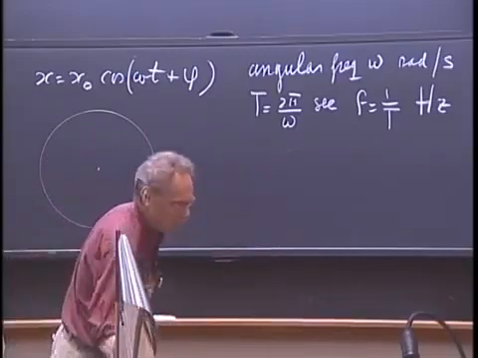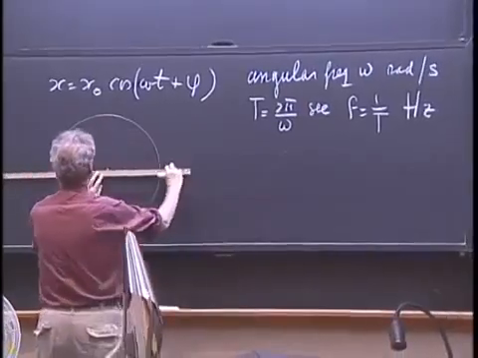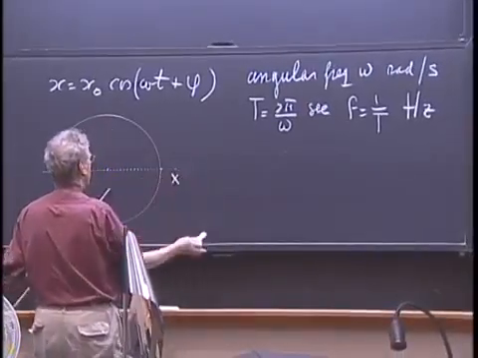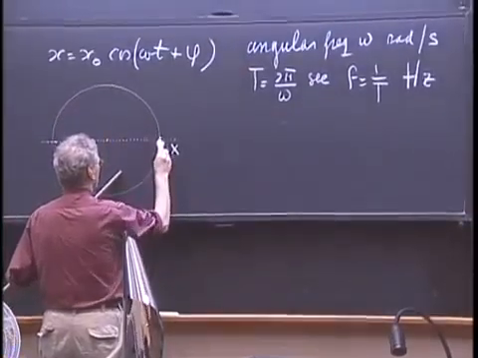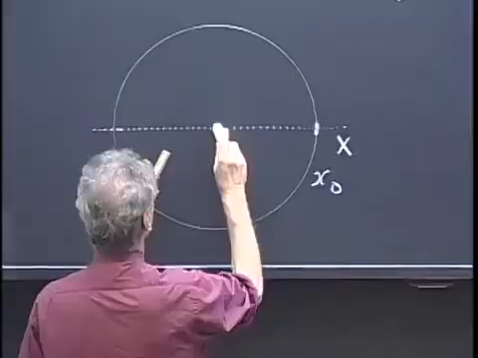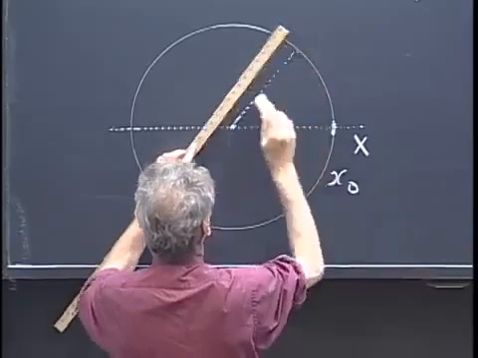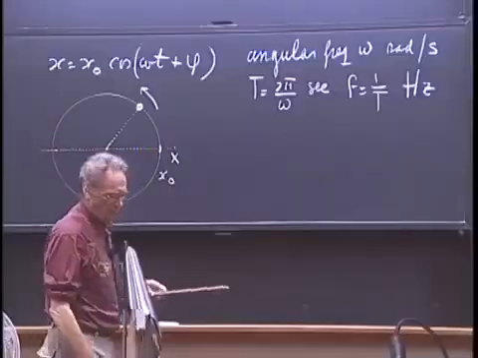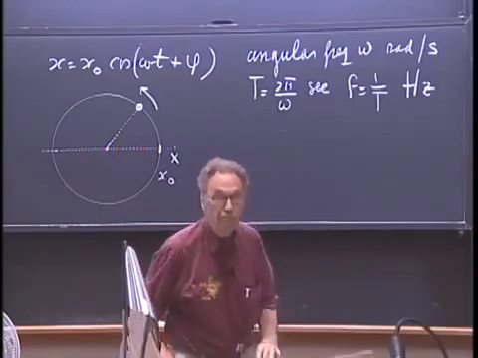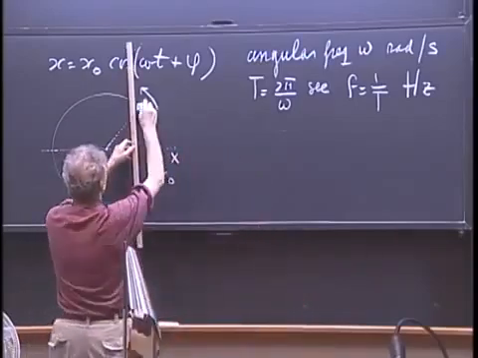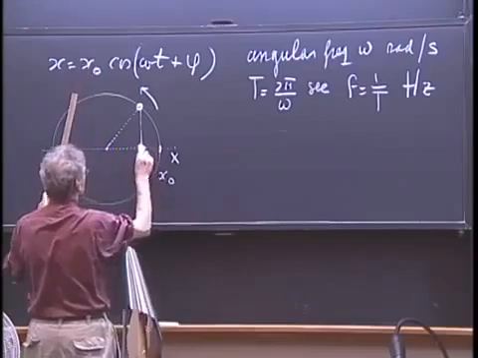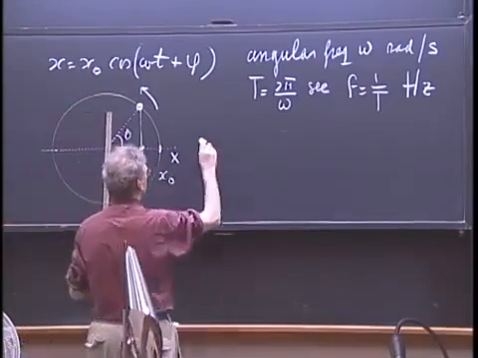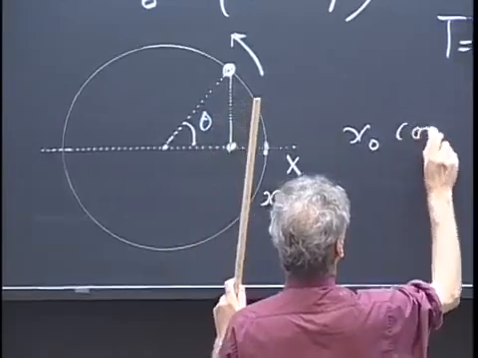So I take, for simplicity, just this horizontal line, but I could take any other line. And let's call this the x direction, and let this point be x0. And I take an object which is rotating around. Here is the object. It's going around. Uniform circular motion. If I project this onto the x-axis, and this angle is theta, then this position here is x0 cosine of theta.